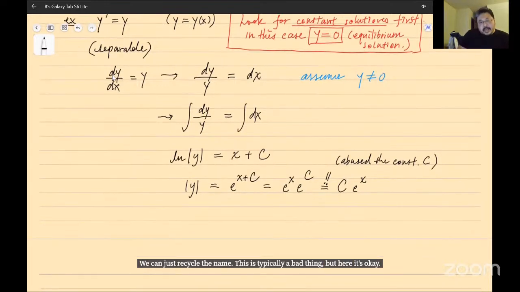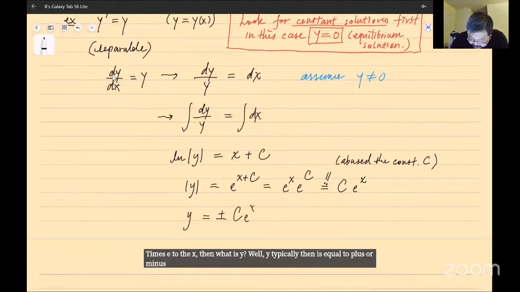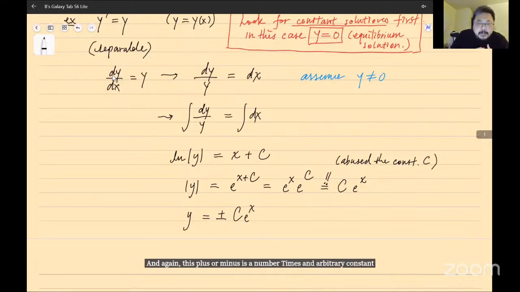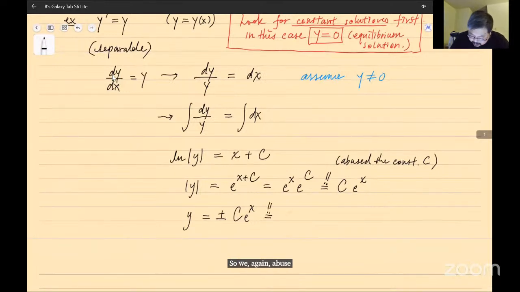Then you say, okay, we got absolute value of y is c times e to the x. Then what is y? Well, y is equal to plus or minus c e to the x. And again, this plus or minus is a number times an arbitrary constant c, and those combine to be one arbitrary constant. So we again abuse the constant and say this is just c e to the x like this.